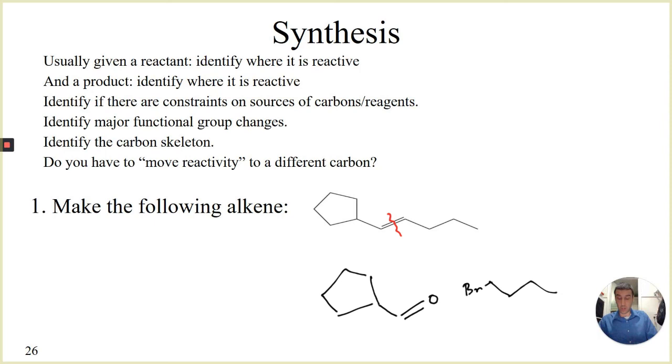How are we going to run this reagent wise? So we would start with this guy, step 1, PPh3. That puts the PPh3 in place of the bromine. 1, 2, 3, 4. Why does that look weird? It's right.